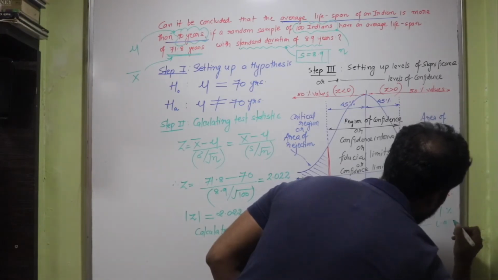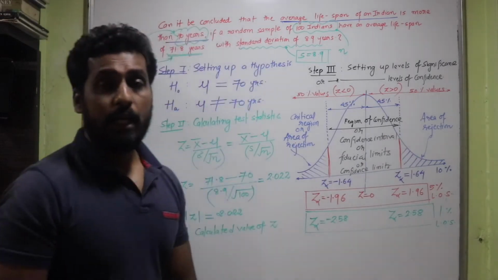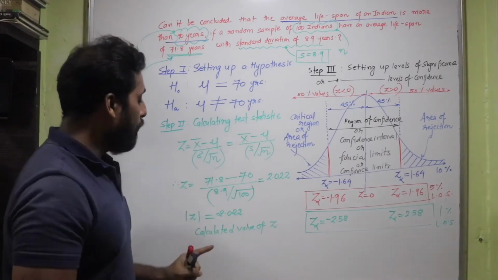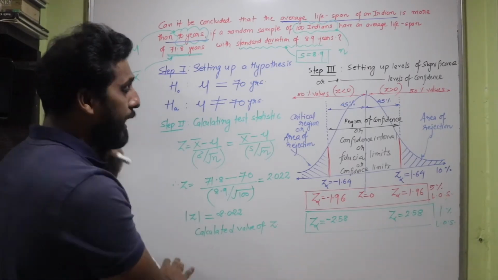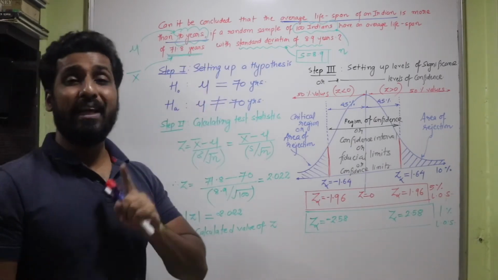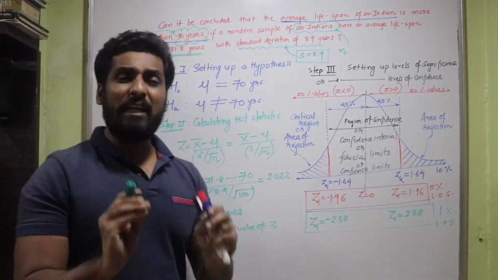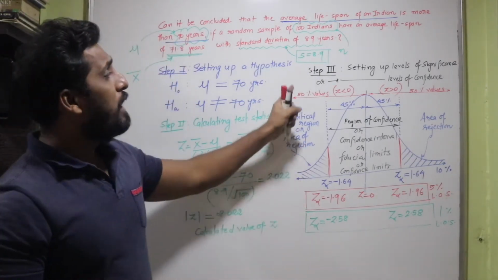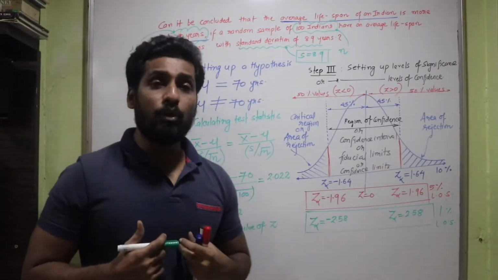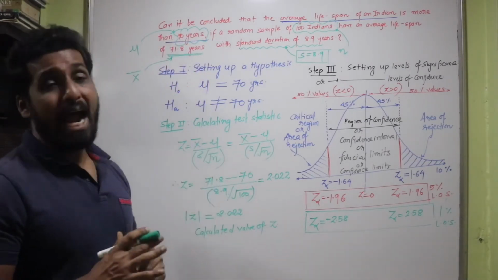Now, if your calculated value of Z lies within the confidence limit, then the null hypothesis will be accepted, and if the calculated value of Z lies in the area of rejection, then the null hypothesis will be rejected and the alternative hypothesis will be accepted. That is the very simple meaning of setting up levels of significance. In this case, I'm going to set the level of significance at 5%.